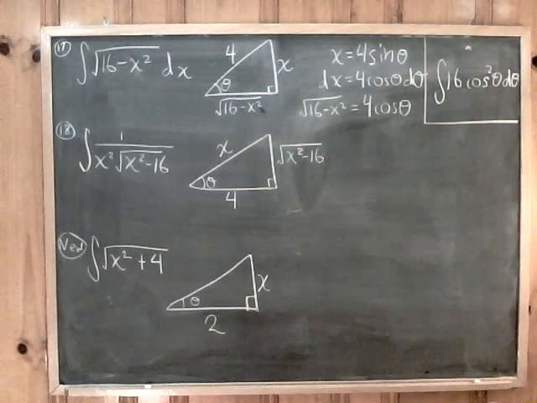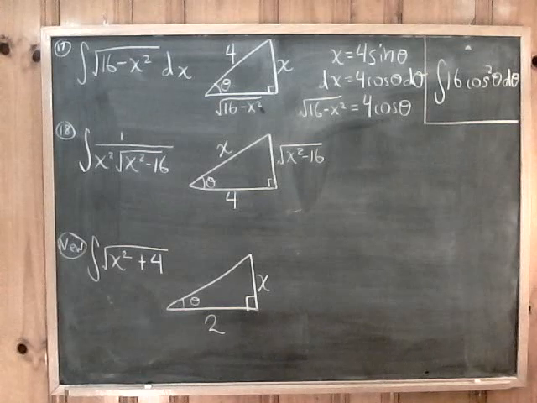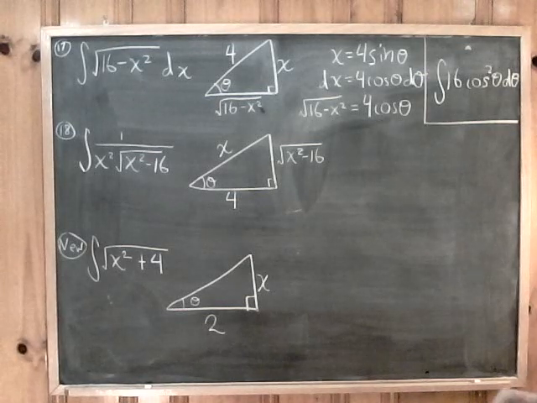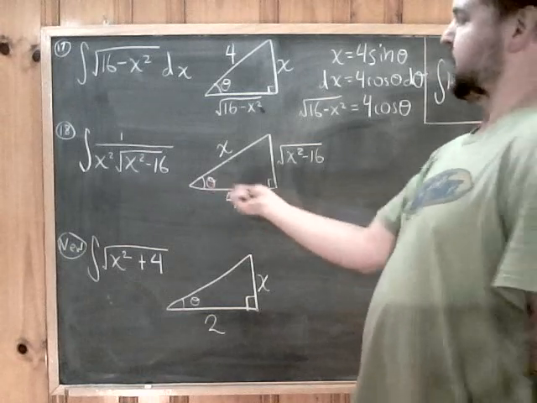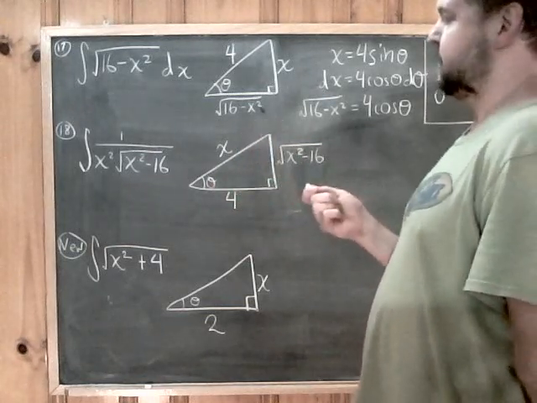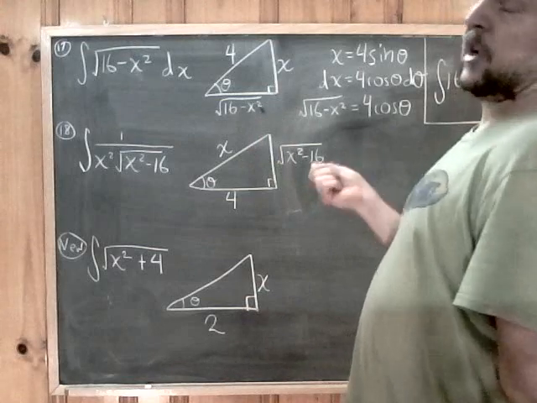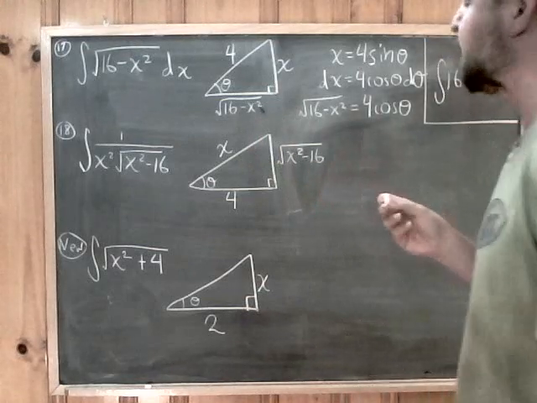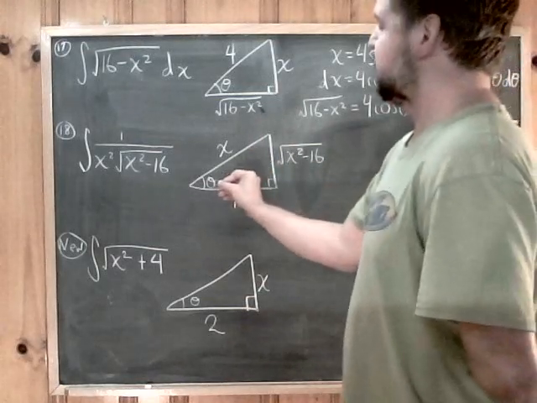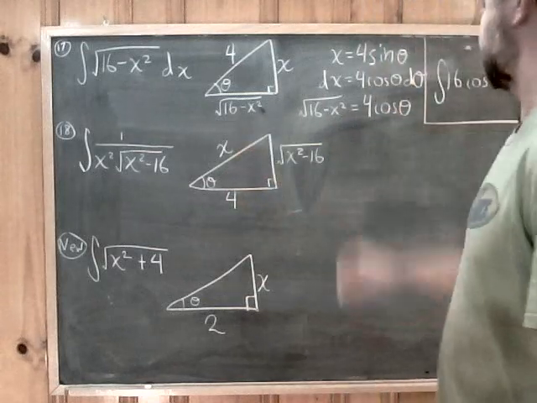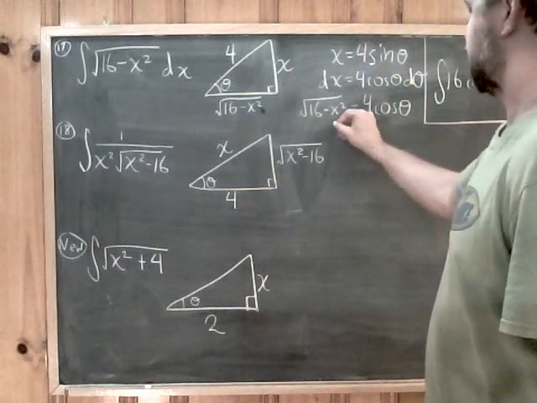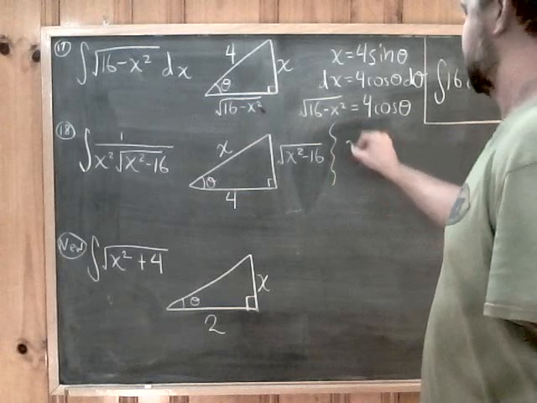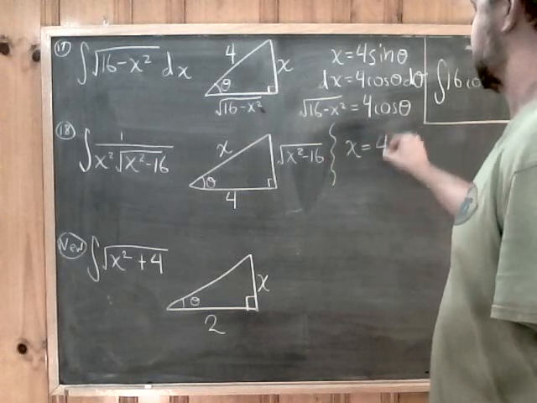And now the substitution that works the best is actually secant. It looks almost like cosine because cosine would be 4 over x. But I don't want x in the denominator, I want it on top. So I use secant. Secant is equal to x over 4. So I use x is equal to 4 secant theta.